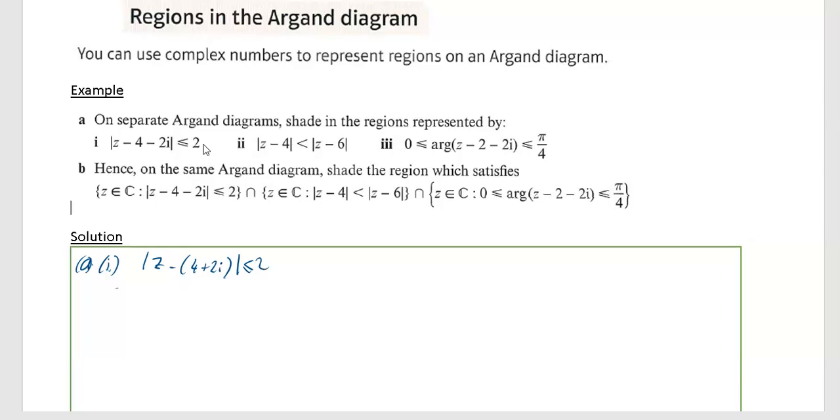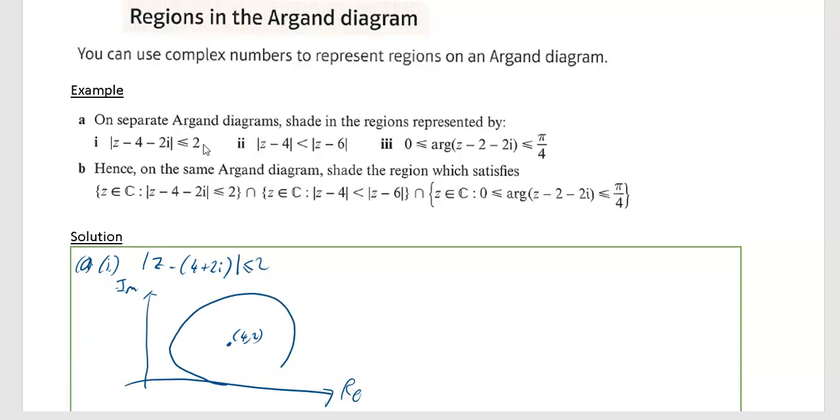So that's a circle, center (4, 2). I'm just going to very quickly draw my axes. There's my real axis, there's my imaginary axis. And I'm going to mark on my center, which was (4, 2), so 4 along and 2 up. So there we are, (4, 2). And the radius is 2, so that means it will touch the horizontal axis. You can see that works, and that's it.